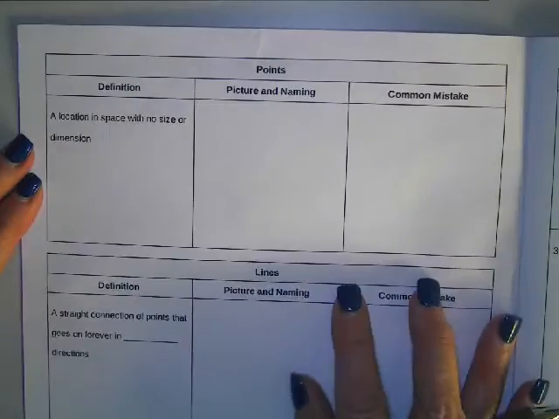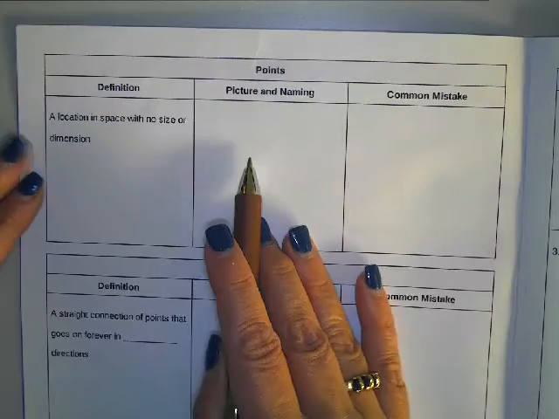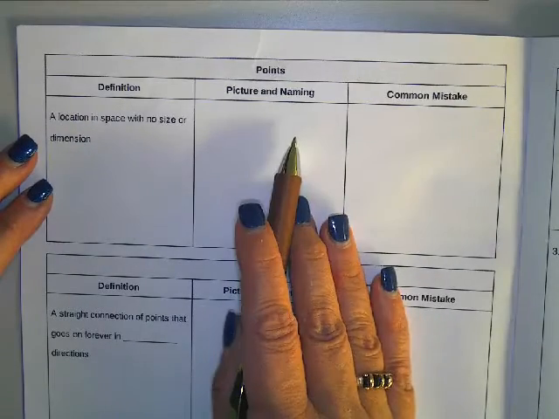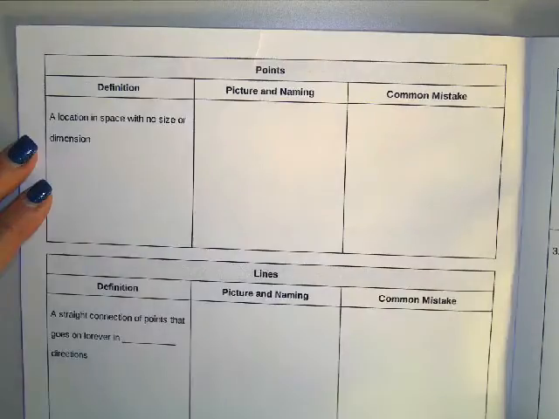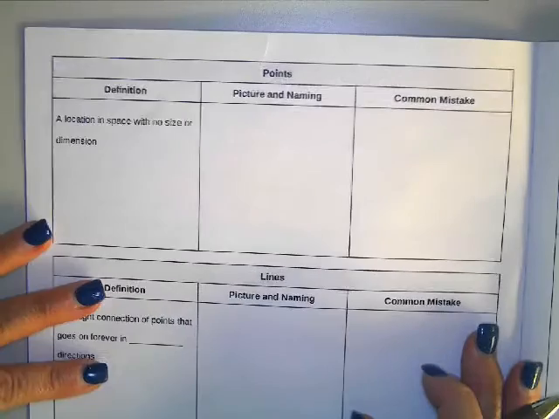What I'm going to do is give you the definition, tell you what it looks like and the naming convention, and then some common mistakes that you make. We're going to talk about points and then lines and then segments. So first we're going to talk about points.